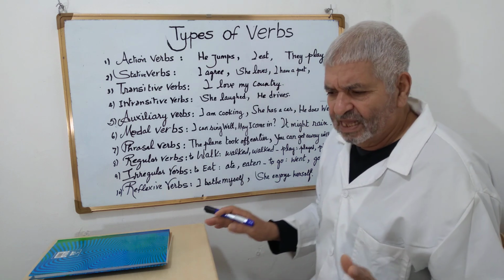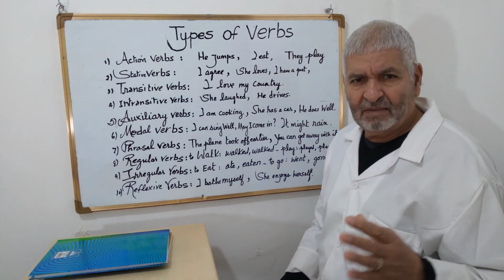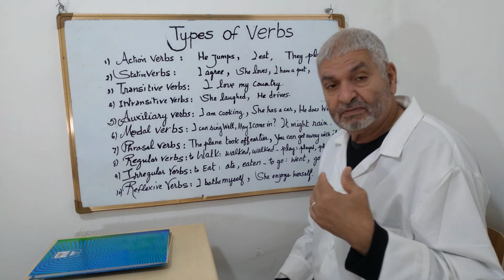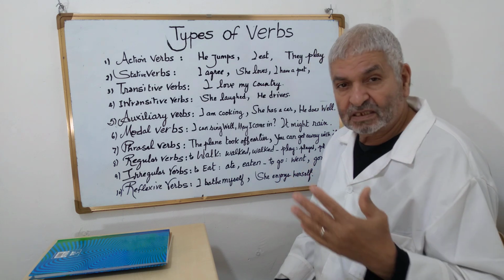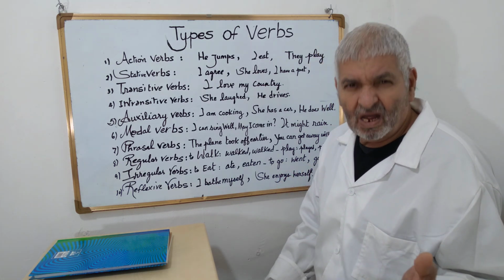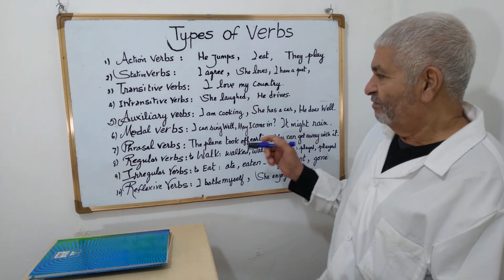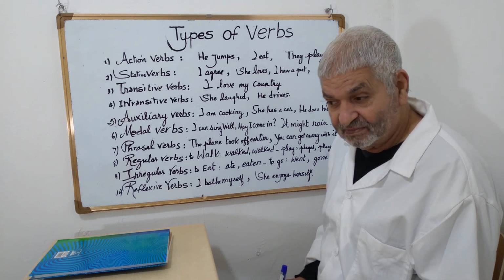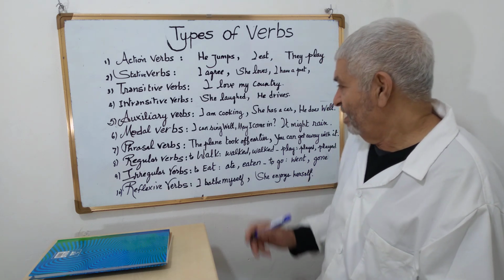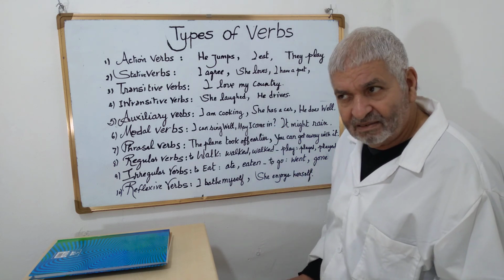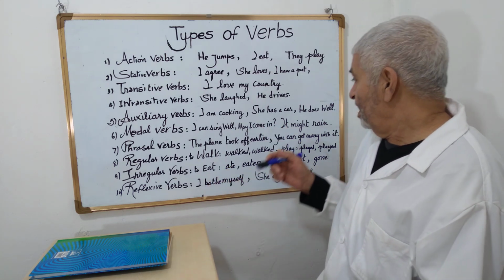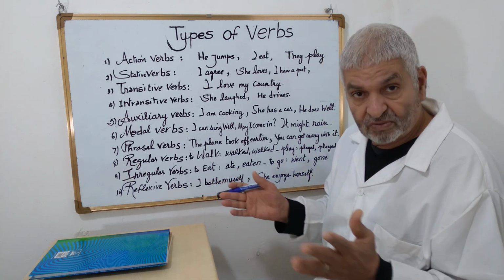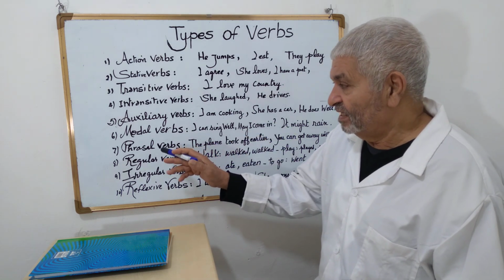The modal verbs are a type of auxiliary verbs which express ability, permission, possibility, and obligation. For example, the modal verbs, we have, I can sing well. That's an ability. May I come in? You're asking for permission. And it might rain. That's a possibility. Okay.